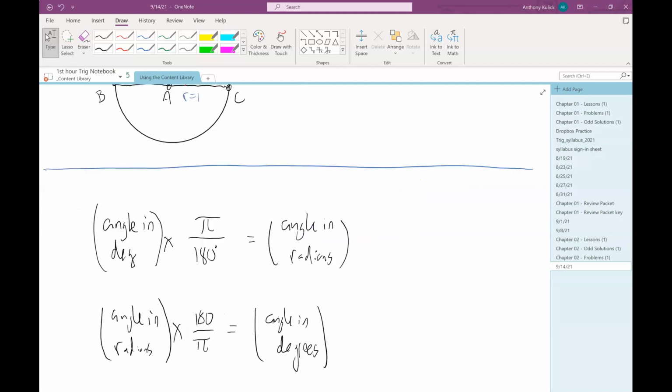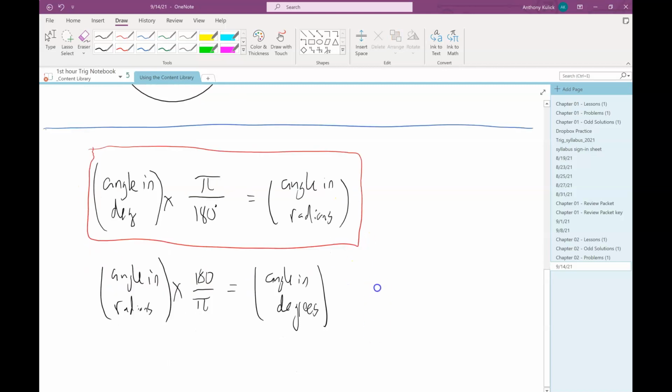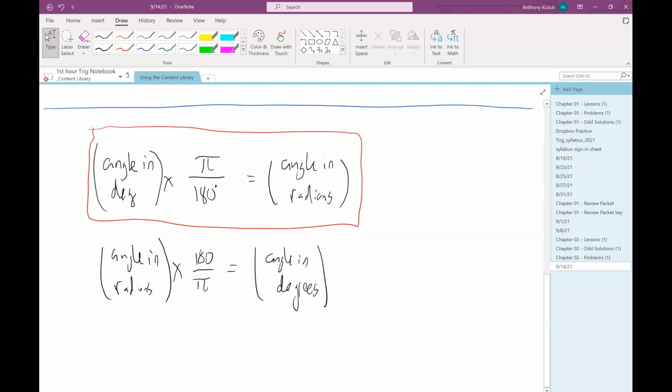So since we have that pi radians is 180 degrees, we can create the following little conversions. If we have an angle in degrees and we want to convert it to an angle in radians, we multiply by pi over 180. Or if we want to go the reverse direction, if we have an angle in radians and want to turn it into an angle in degrees, we multiply by 180 degrees over pi.